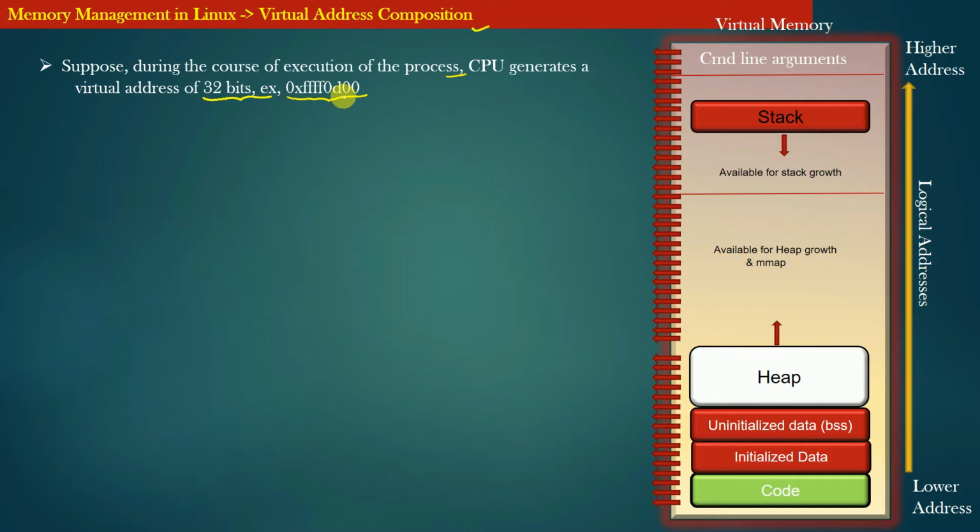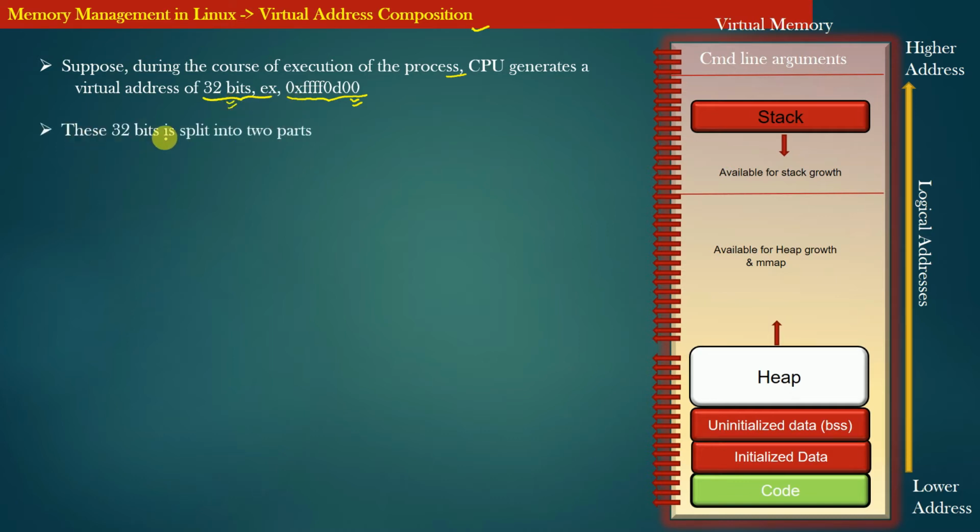Now if your system is a 32-bit system, then the virtual address is a 32-bit unsigned integer. If your system is a 64-bit system, then the virtual address that is generated by CPU will be a 64-bit unsigned integer. So let us suppose that the virtual address that is generated by CPU is a 32-bit unsigned integer.